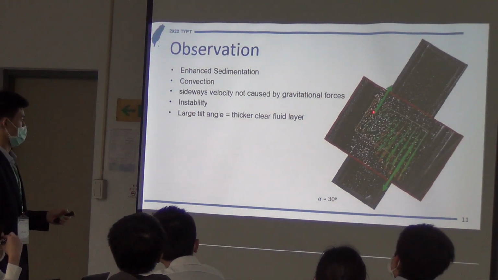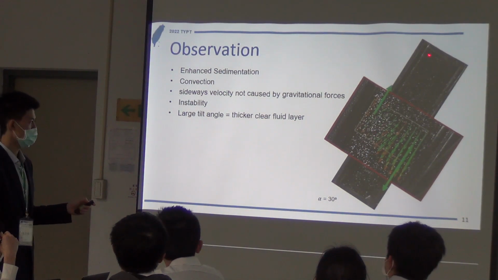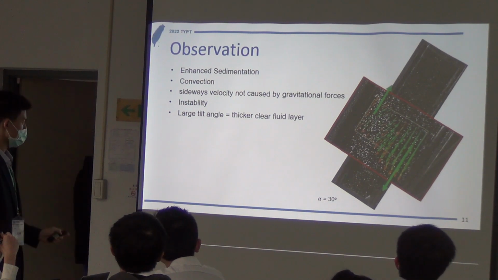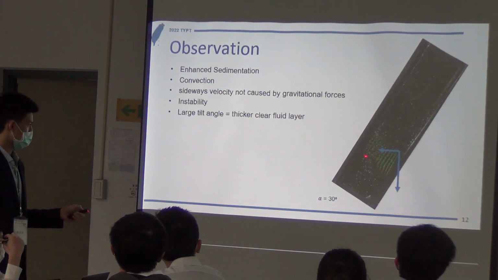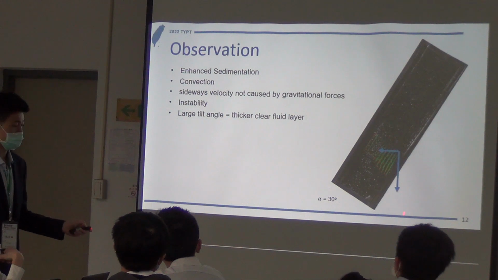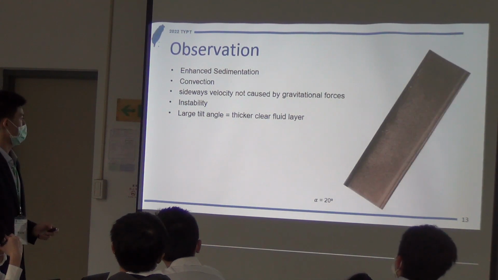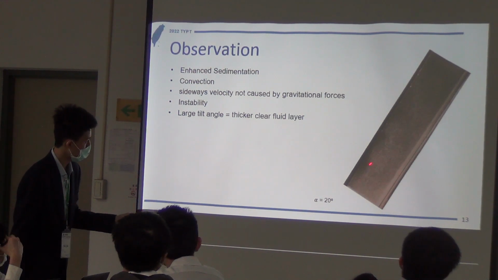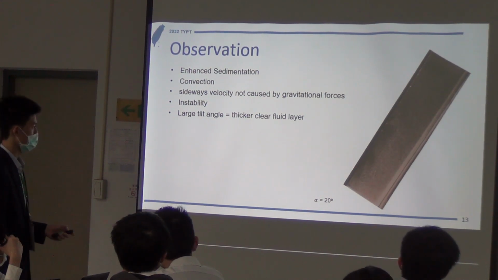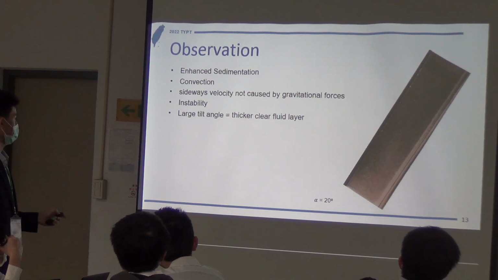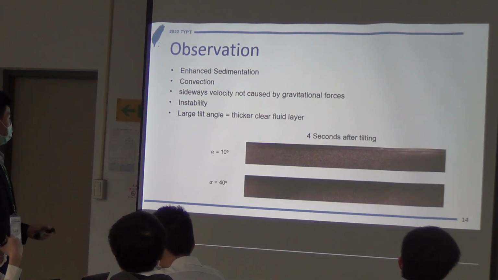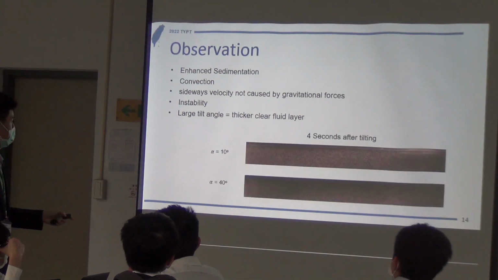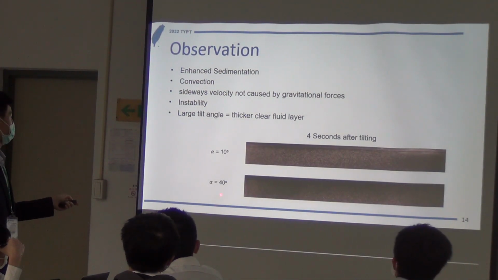And also, there's convection where the fluid near the upper facing wall rises, and the sediment near the lower facing wall settles. And also, there's a sideways velocity that is not caused by gravitation. And in this video, you can see that some of the particles are being brought upwards by the clear fluid layer. And we will be calling this effect instability. And finally, for a large tilt angle, the clear fluid layer, that is this layer right here, is also larger, as shown in these two photos.